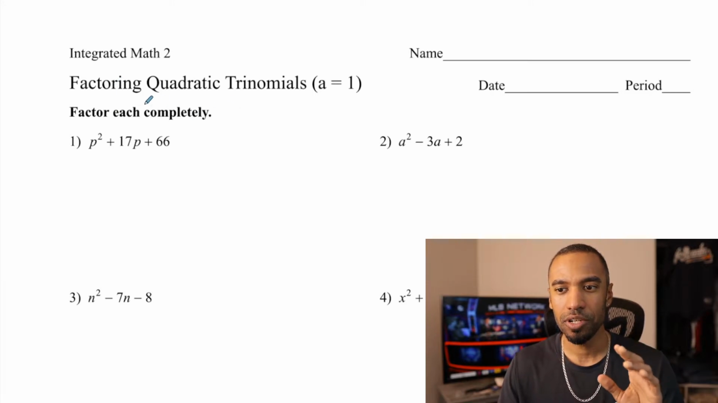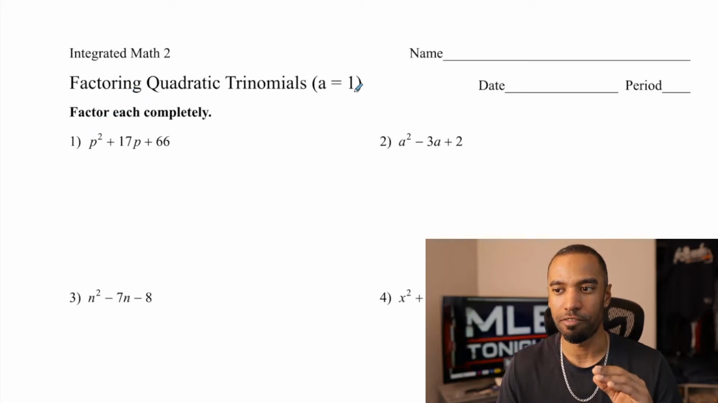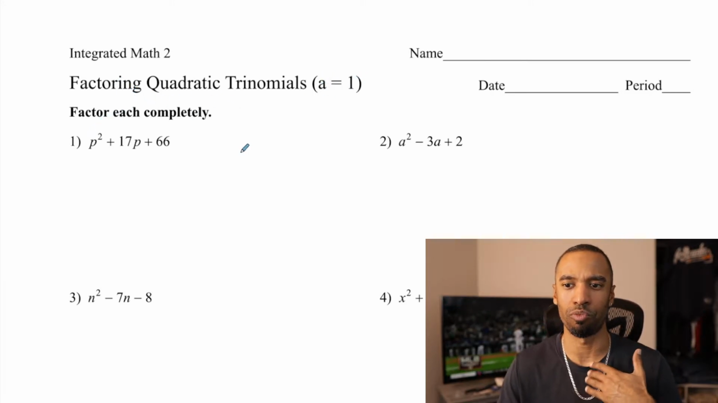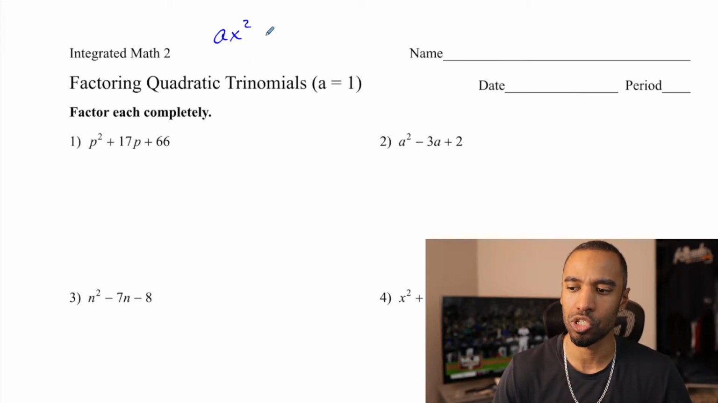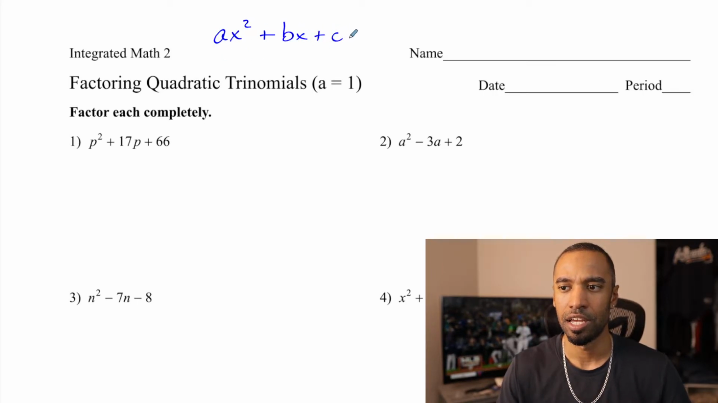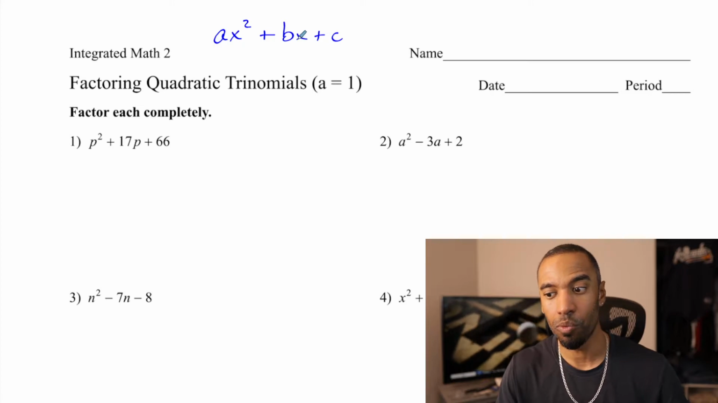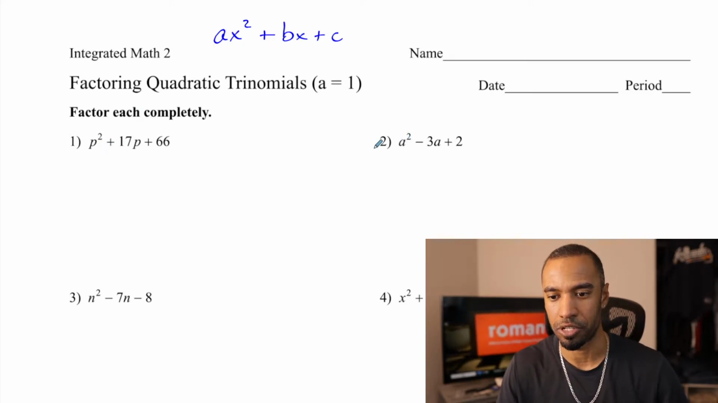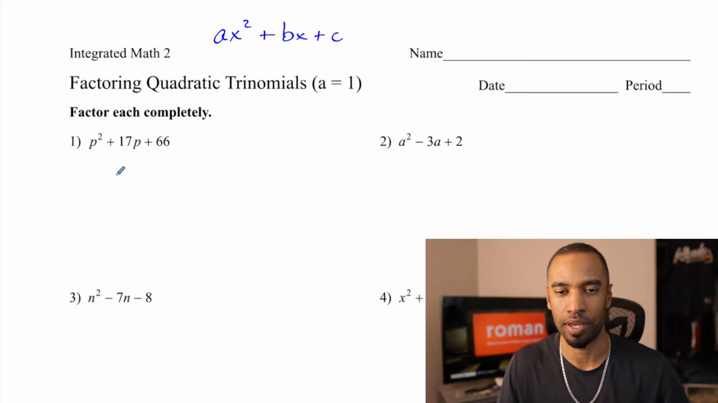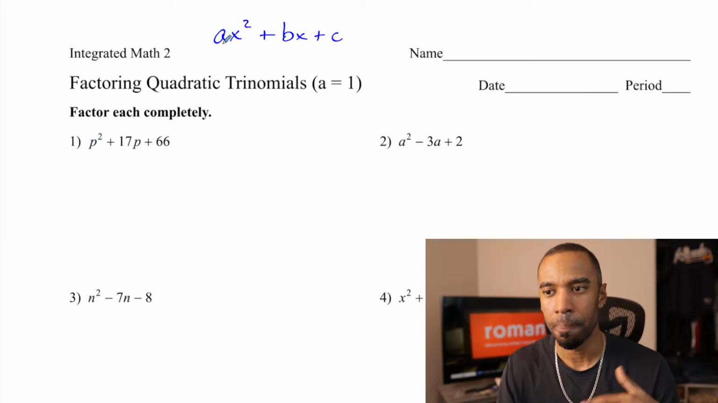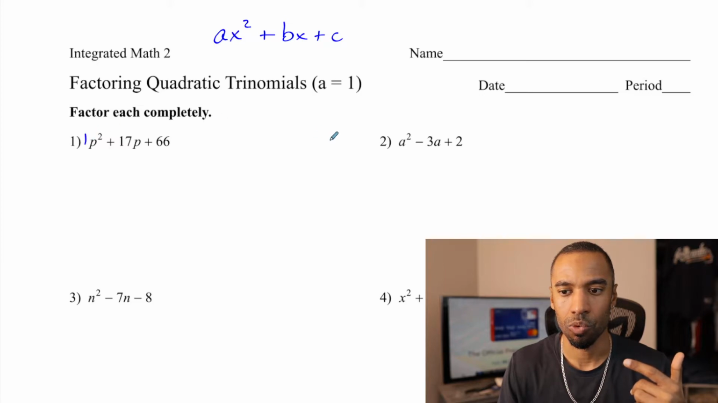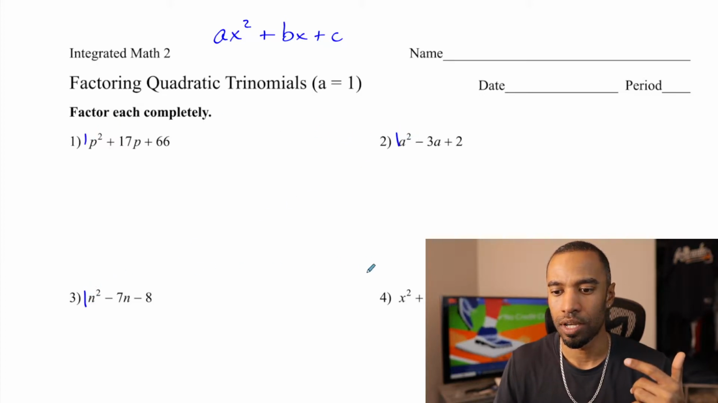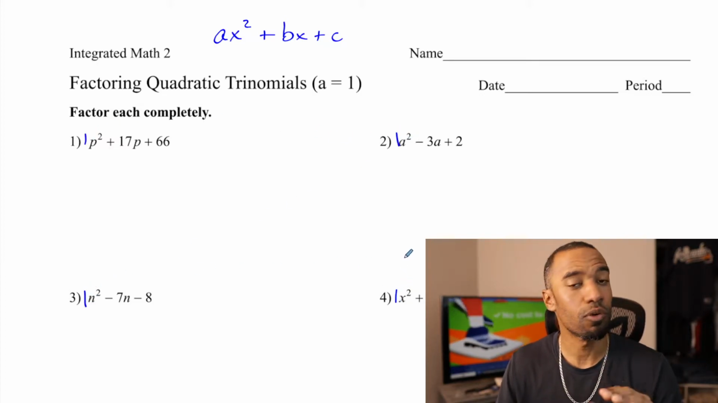Okay, factor each completely. Now, the kinds of problems we're going to be factoring are those where you have an a value of 1. What does a mean here? We're referring to ax squared plus bx plus c. This is a quadratic trinomial, where, if x was your variable, which is not always true, look at this, here's a p, here's an a, here's an n, oh, there's an x right there. Whatever your variable is, there is this quadratic coefficient, a. And as you can see here, it's a 1, it's a 1, it's a 1, it's a 1, and trust me, it's different when it's not a 1.